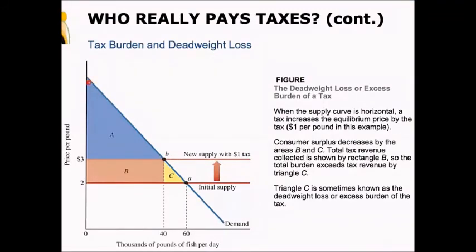Consumer surplus is smaller. It's now the area A only, this blue triangle, the area under demand and above the new price. The area B represents the tax revenue that results from it. It's the $1 tax times the quantity that's being produced, which is 40,000 fish per day. So this rectangle, shaded red, is the tax revenue that's generated. And then area C is the deadweight loss that's associated with this tax.